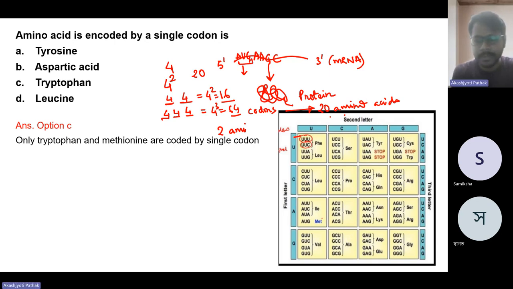So this is the genetic codon table. If you see here, methionine is coded by a single codon, AUG, and tryptophan is also coded by a single codon, UGG. While all other amino acids have more than one codon. Phenylalanine has two codons, UUC and UUU, and leucine has six different codons coding for the same amino acid. So remember that the amino acids encoded by a single codon are tryptophan and methionine. The correct answer is option C.